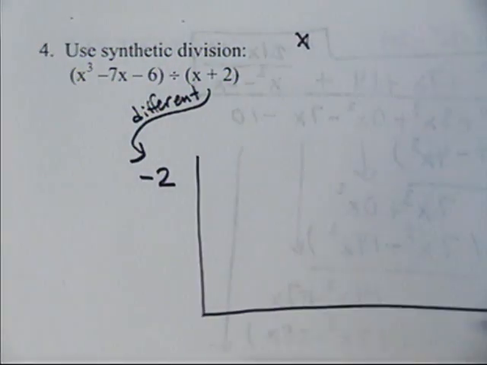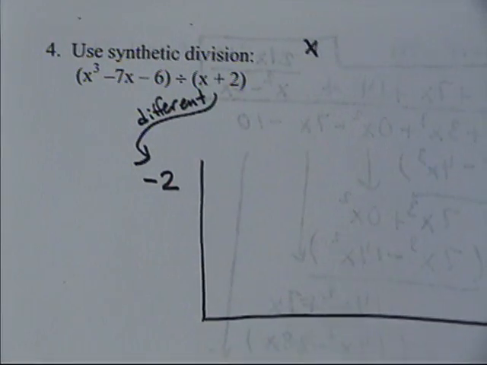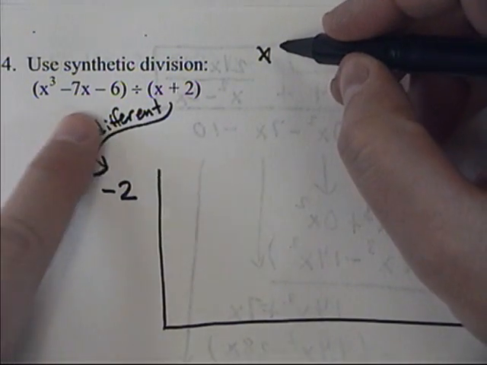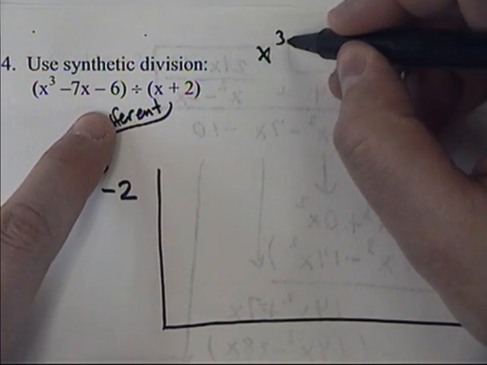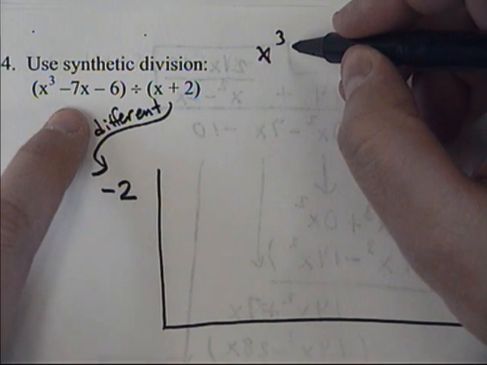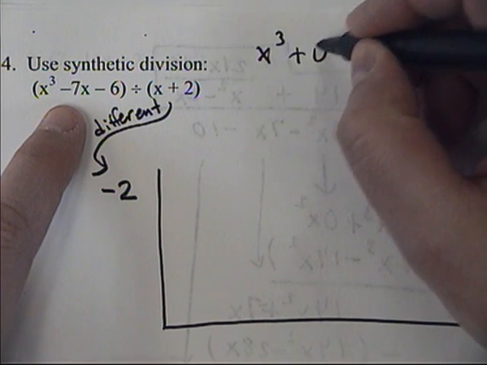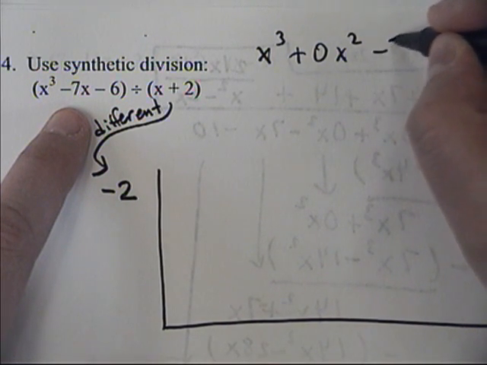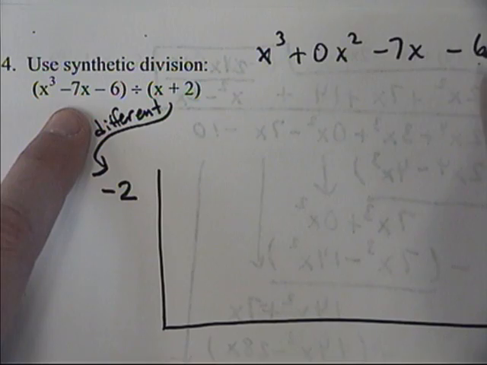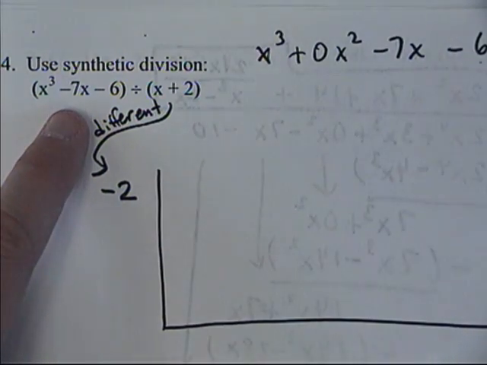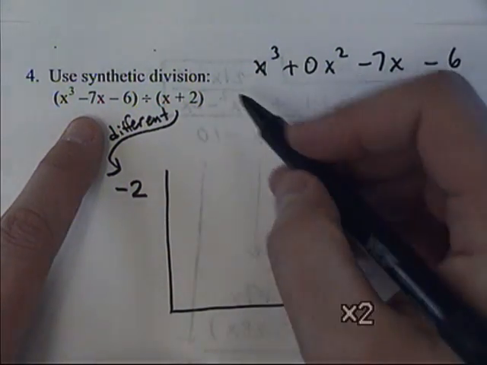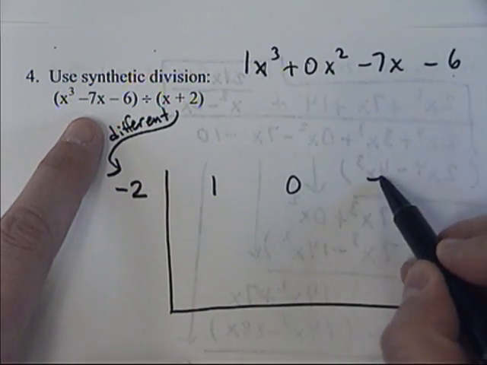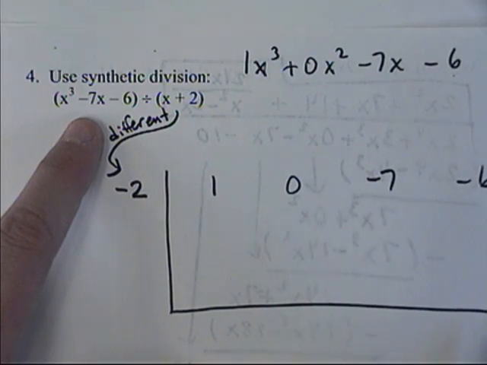Now, we set up a little different type of array here. I'm making a little bit of a box. And I'm going to take a look at this number I'm dividing into. So it's x cubed. Again, I don't have an x squared term, so I would write plus 0x squared. We need those placeholders in this process as well. And then it would be -7x minus 6. So we use these values to fill in down here. So 1 comes first, then 0, then -7, then -6.